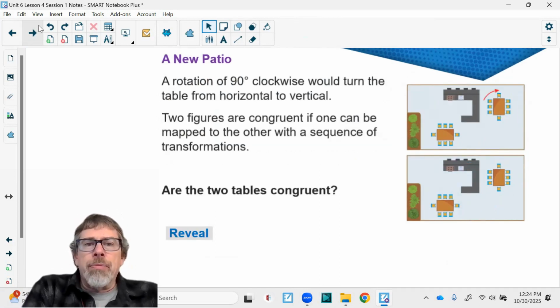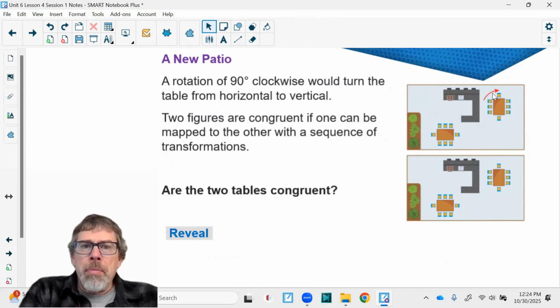A new patio. A rotation of 90 degrees clockwise would turn the table from horizontal to vertical. Okay, so that's what they're showing in this first diagram with this red arrow. Two figures are congruent if one can be mapped to the other with a sequence of transformations. So a sequence of transformations. So are the two tables congruent?